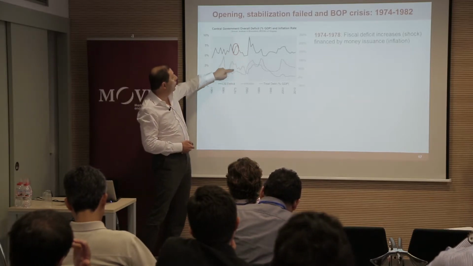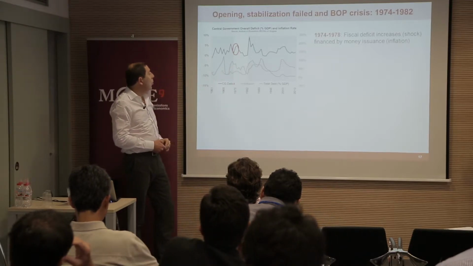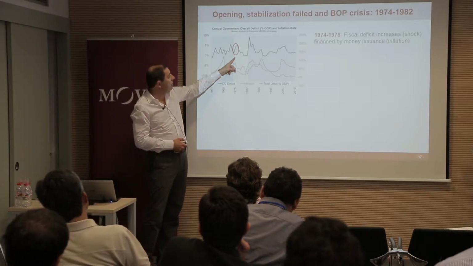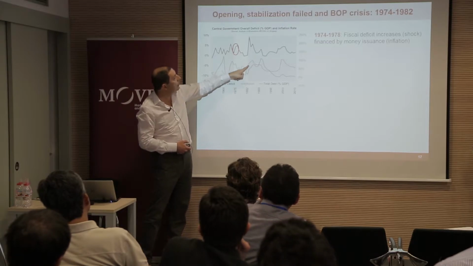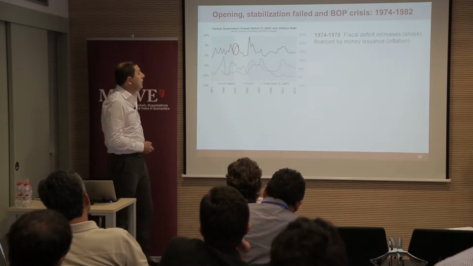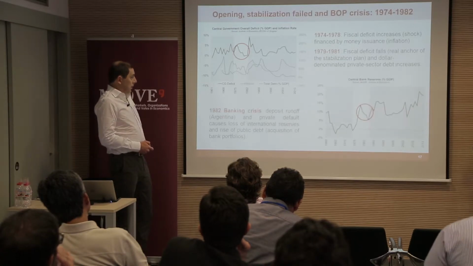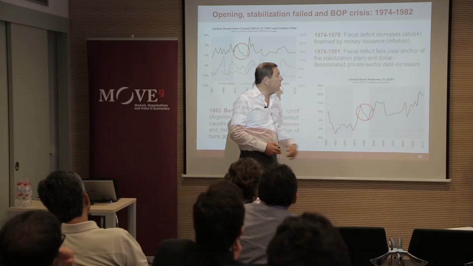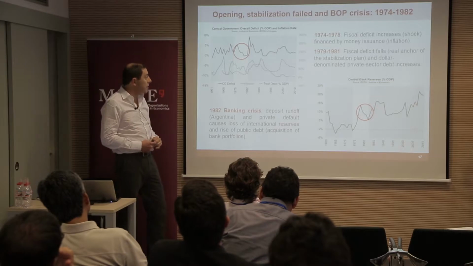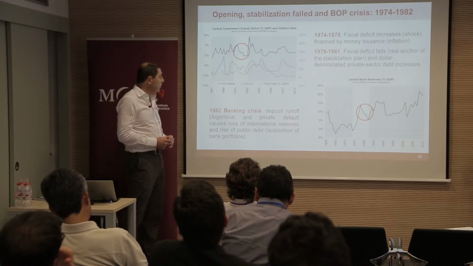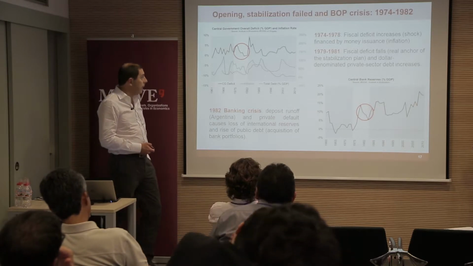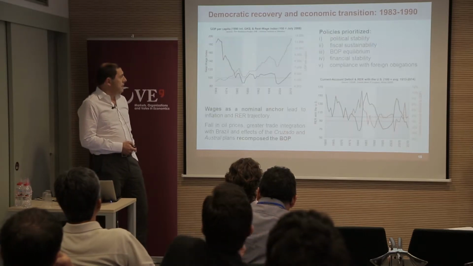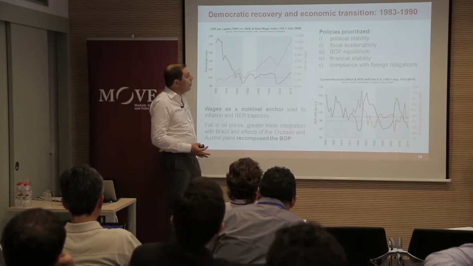In most of the period, we don't have public debt as an important financing of the public deficit. But at the ending of the period, the public debt starts to grow. So the period ends with a typical banking crisis, with a loss of central bank reserves. We lost a lot of reserves in this period, related to the banking crisis. So the last period started with a democratic recovery.